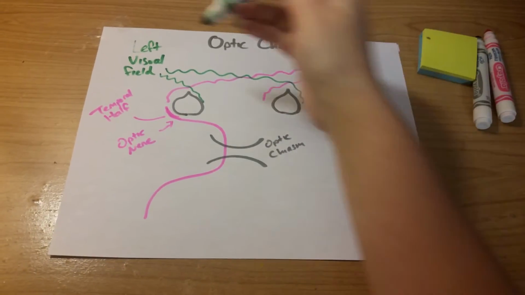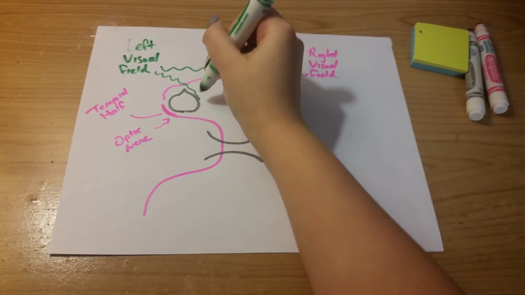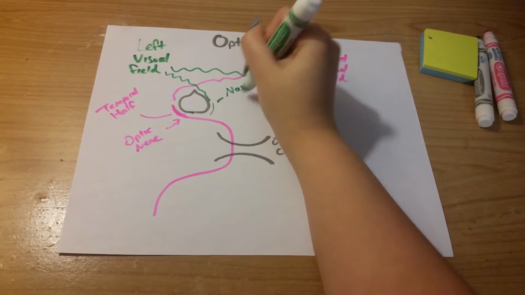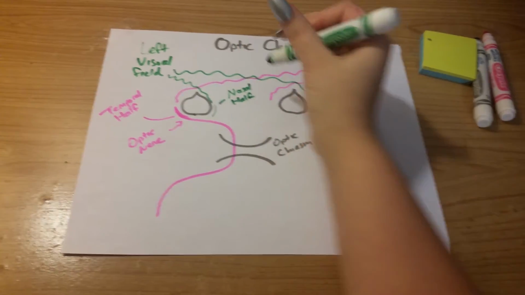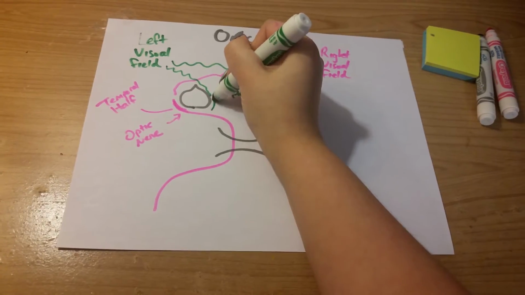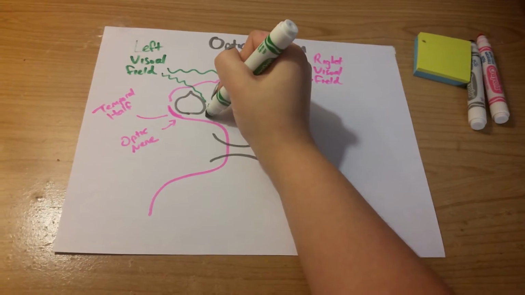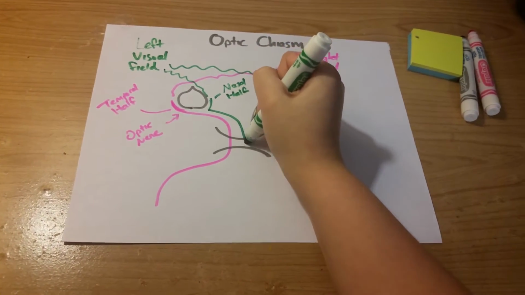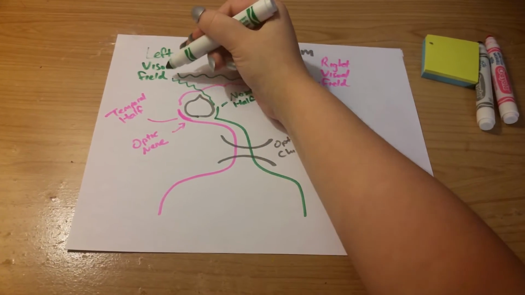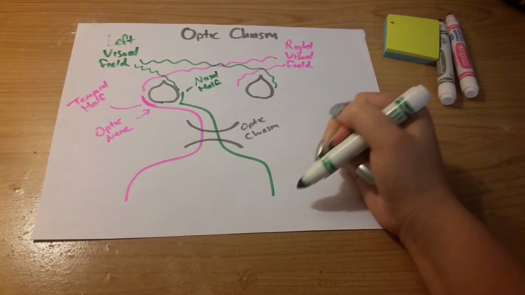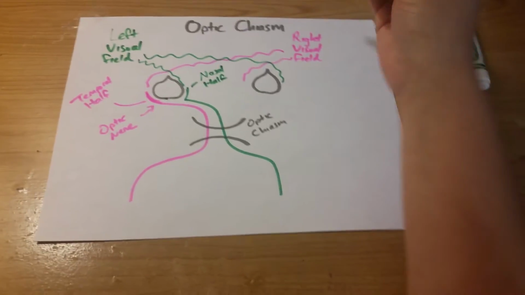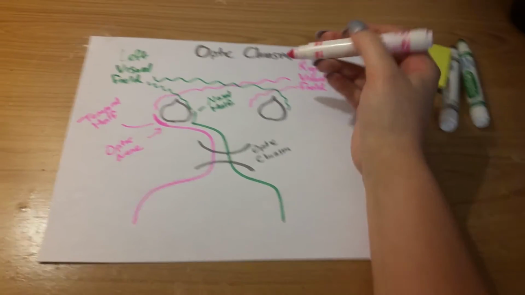Now on the inside, from the left visual field, this is our nasal half. The nasal half does cross through the optic chiasm. It will come down its optic nerve, across the optic chiasm to the right side. So the left visual field will bring information to the right visual cortex. And the same goes for the right visual field.